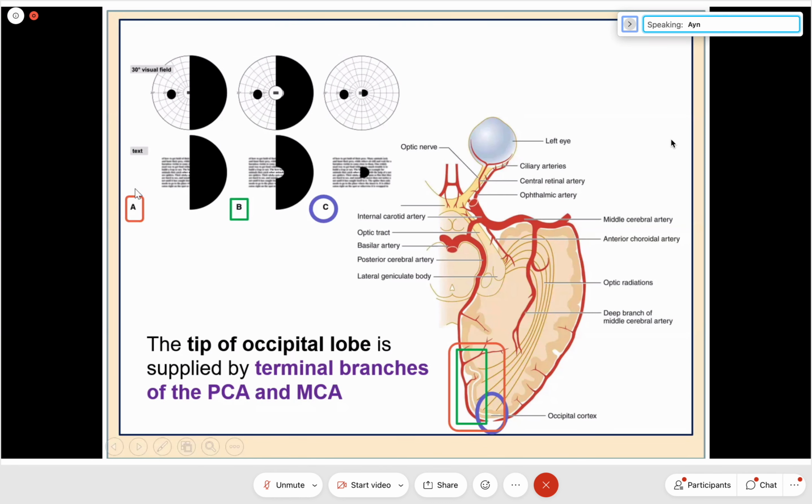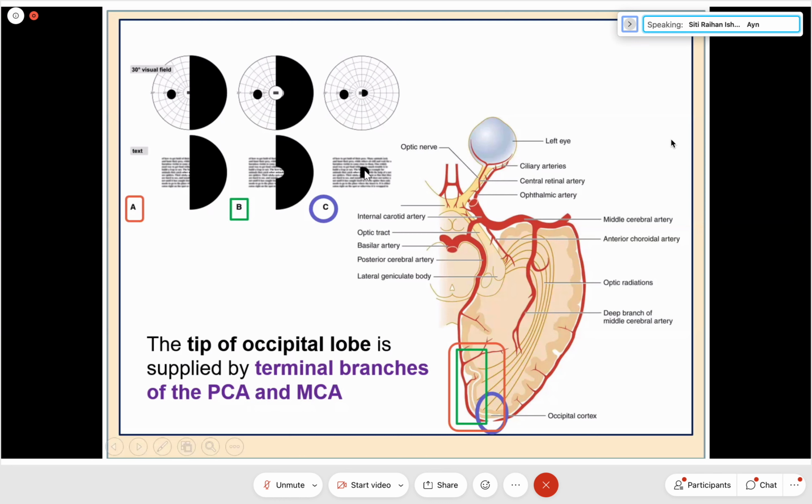For A, the orange color here, you can see there is total right homonymous hemianopia, and the macula is also involved. It is basically if, let's say, there is hypoperfusion, the patient can have this. For B, there is macular sparing, green color here. Normally if the posterior cerebral artery is affected, but the patient can have supply from the middle cerebral artery, so the macular area can be preserved.